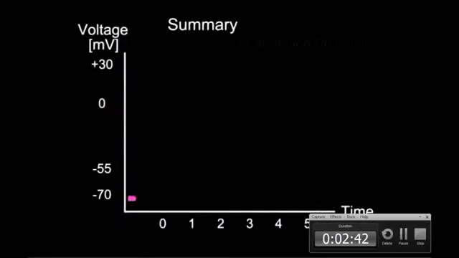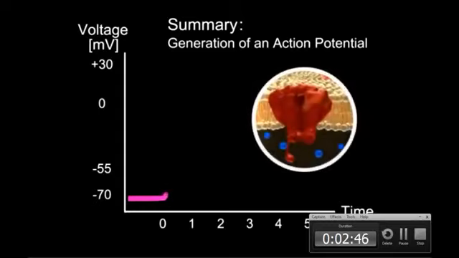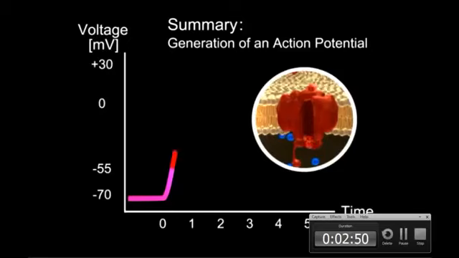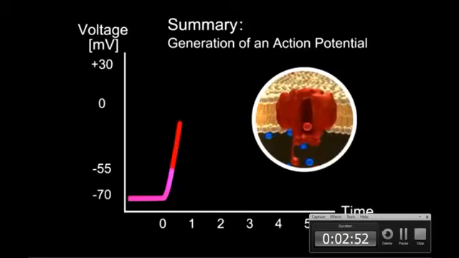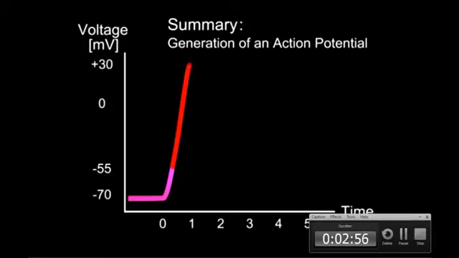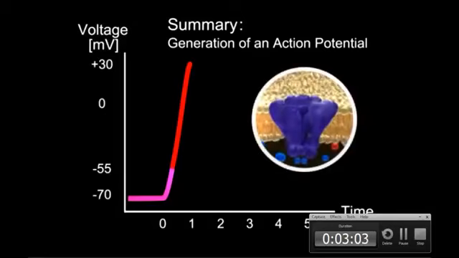Summary: generation of an action potential. A threshold stimulus opens voltage-gated sodium channels. Sodium ions diffuse into the axon, depolarizing it to plus 30 millivolts. Voltage-gated sodium channels close, and voltage-gated potassium channels open.